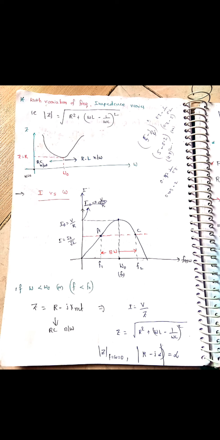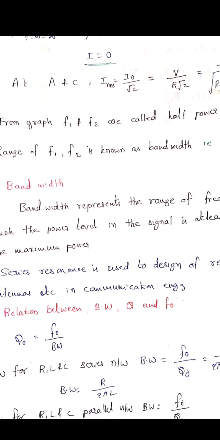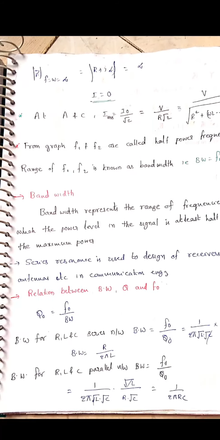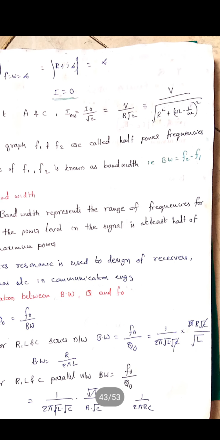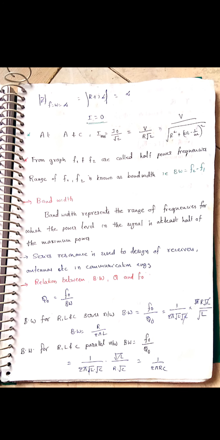So that is the characteristics between current versus frequency. Now the next term is bandwidth. Bandwidth represents the range of frequencies where the power levels of the signal are at least half, or more than half, of the power. Series resonance condition is used when designing receivers, antennas, etc. in communication engineering.